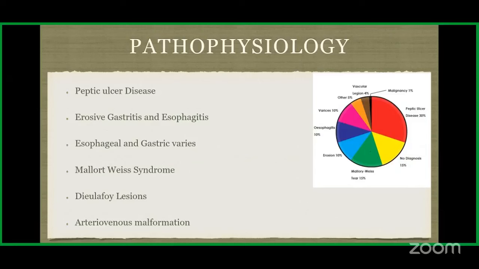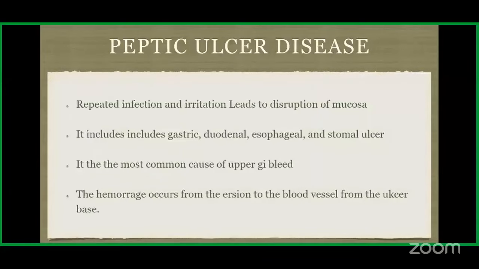Starting with peptic ulcer disease, about 30% of the cases of GI bleed in the ED are because of underlying peptic ulcer disease. It is the most common cause, but mostly it is less life-threatening compared to other kinds of GI bleeds. Repeated infection and irritation lead to disruption of the mucosa, which causes erosion of the blood vessel at the ulcer base, leading to bleeding and hemorrhage. The sites mostly include gastric ulcers, duodenal ulcers, esophageal ulcers, and stromal ulcers as well.